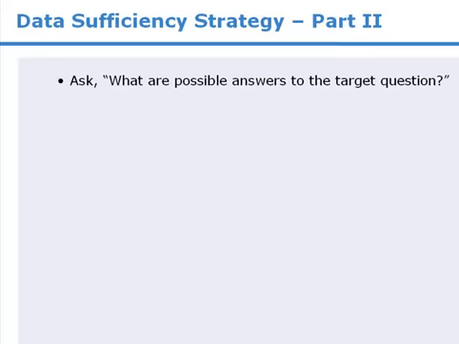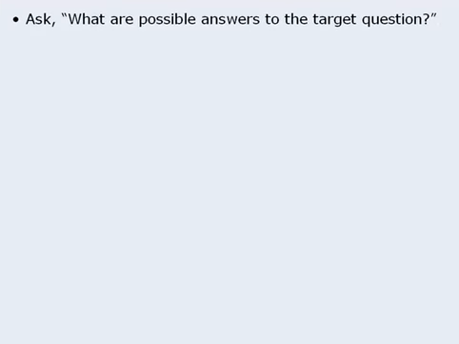In this module, we examined several strategies to consider when tackling data sufficiency questions. Now, to begin, whenever you encounter a data sufficiency question, it's often a good idea to ask, what are the possible answers to the target question? Is this a yes/no question, or does it ask you to find a certain value? Knowing the range of possible answers to the target question will help you determine whether each statement provides enough information to reduce the list of possible answers down to just one answer.